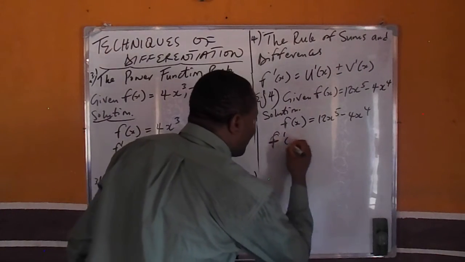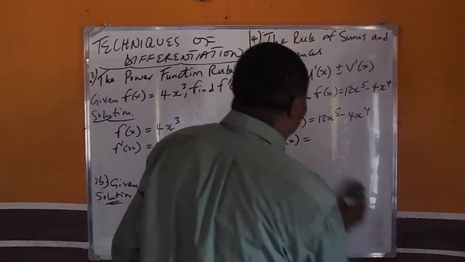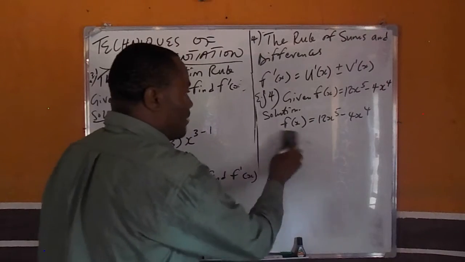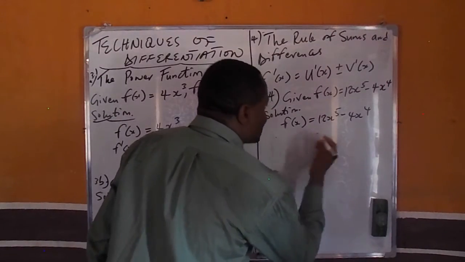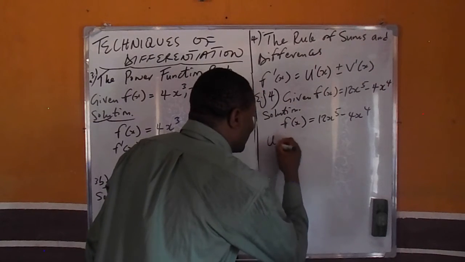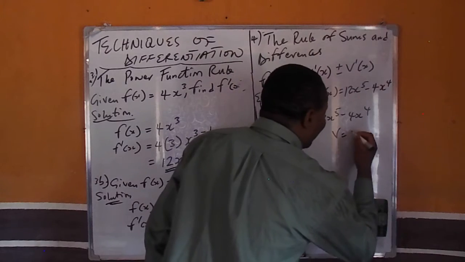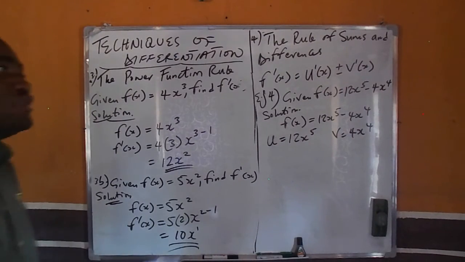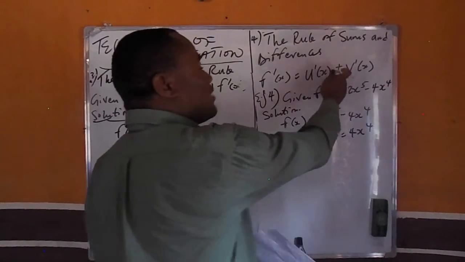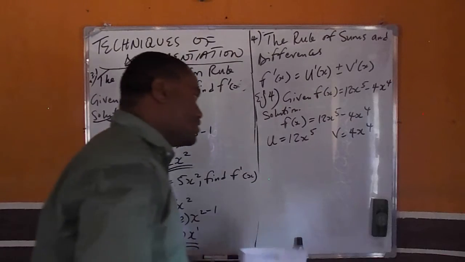f prime s equals, the first thing we will get here is, what is our u prime? Which one is u? Which one is v? The first expression is u, which equals 12s raised to power 5, while our v equals 4s raised to power 4. The negative sign in the middle is the sign we have in the formula, which is either plus or minus.